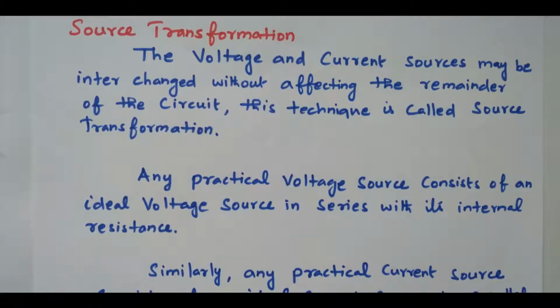This simplification is needed for the circuit calculation, so that we are doing the voltage source to current source conversion and current source to voltage source conversion. This is called a source transformation. Any practical voltage source consists of an internal voltage source in series with the internal resistance. So a practical voltage source is nothing but a voltage source having some internal resistance that is connected in series with the voltage source. So the voltage source in series with the internal resistor is a practical voltage source.